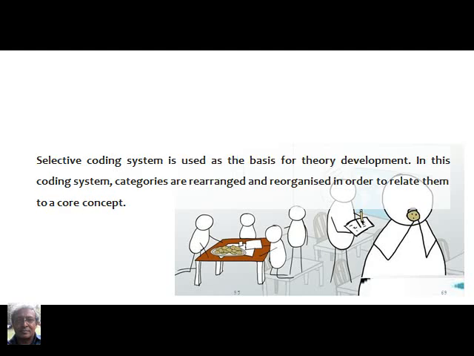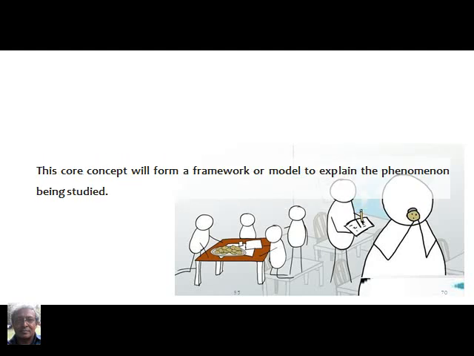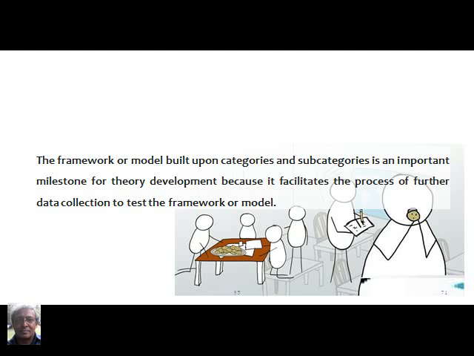Selective coding system is used as the basis for theory development. In this coding system, categories are rearranged and reorganized in order to relate them to a core concept. This core concept will form a framework or model to explain the phenomenon being studied. A framework or model, built upon categories and subcategories, is an important milestone for theory development because it facilitates the process of further data collection to test the framework or model.